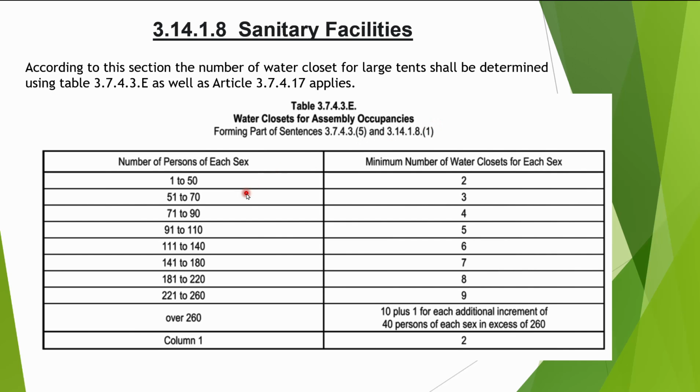On your left hand side of the table, you can see the number of persons for each sex. Again, each sex. Then on the right hand side, this is the number of water closets for each sex. Now, let's hop back onto your left hand side. So if you have an occupancy between 1 to 50 males in that building, then you need 2 water closets. If you have an occupancy of between 51 to 70 females in a building, you need 3 water closets.